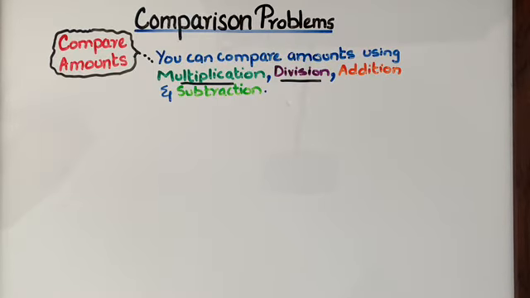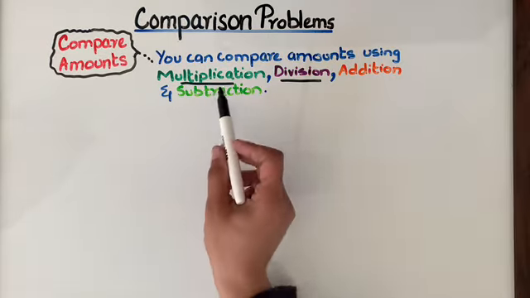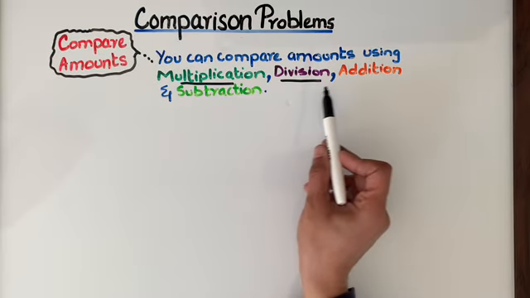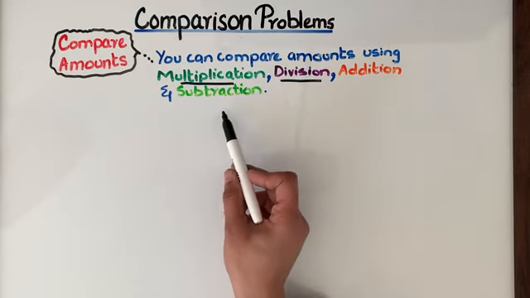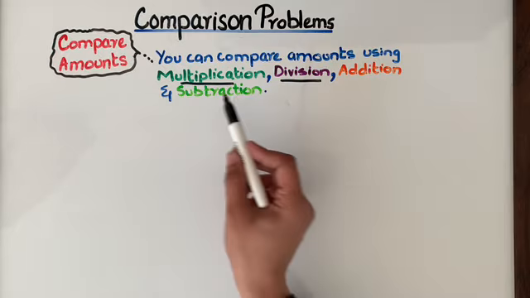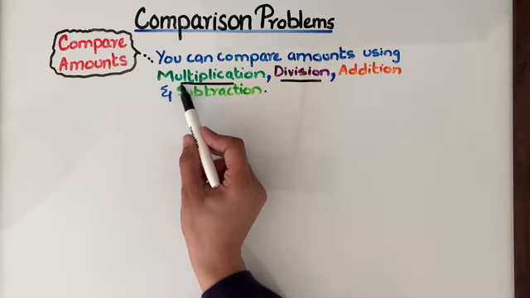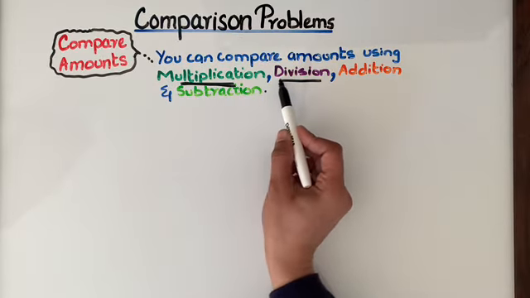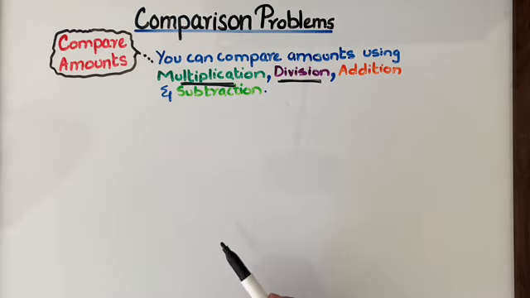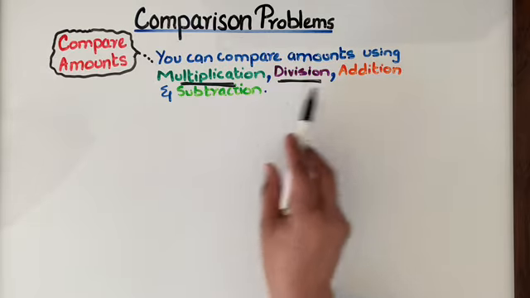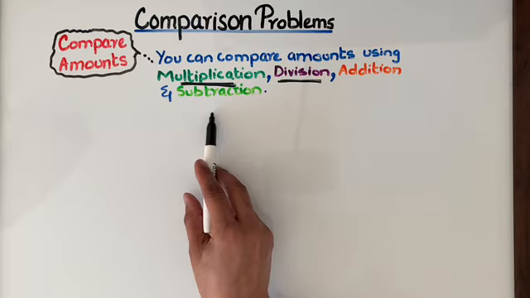In this video, we are going to learn the use of comparison bars to solve our problems. Before moving on to our first problem, keep this in mind: we can compare amounts using multiplication, division, addition, and subtraction. This video will cover comparing amounts using multiplication and division. But in my next video, we will cover comparing amounts using addition and subtraction. So let's start.